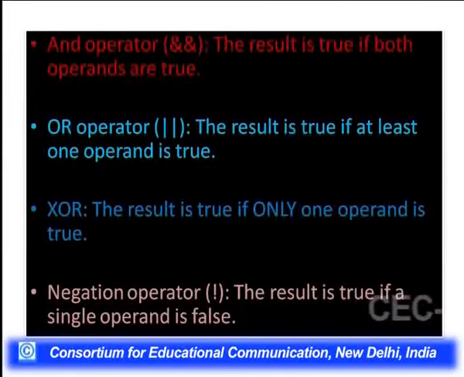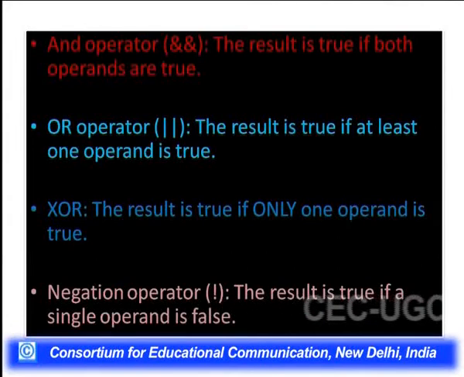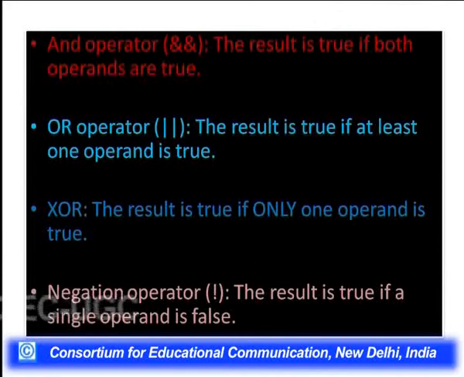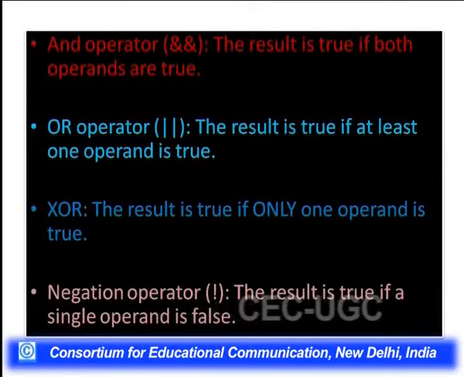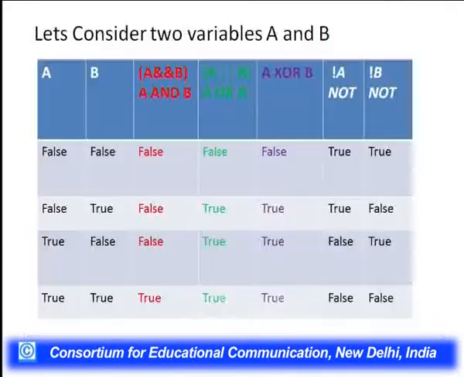AND operator: the result is true if both operands are true. OR operator: the result is true if at least one operand is true. XOR: the result is true if only one operand is true. Negation operator: the result is true if a single operand is false.